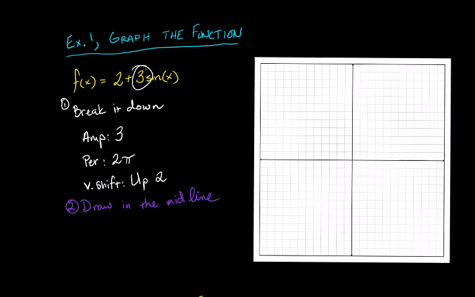Okay, so the midline is what we're going to draw in. How do I know what the midline is? It's just the vertical shift. So we've gone up 2. So here we have it, right?